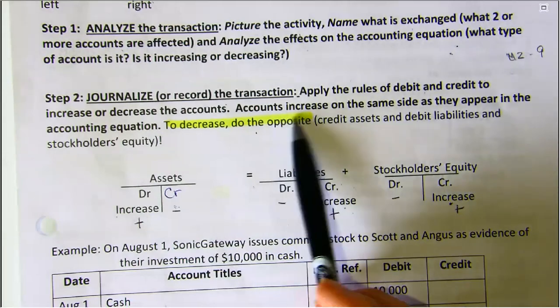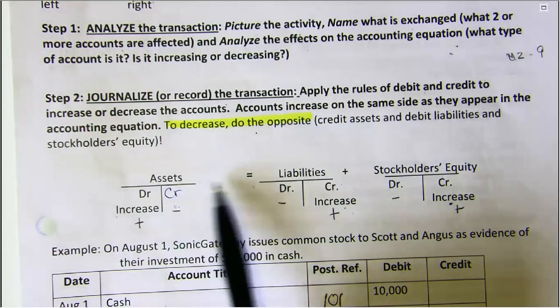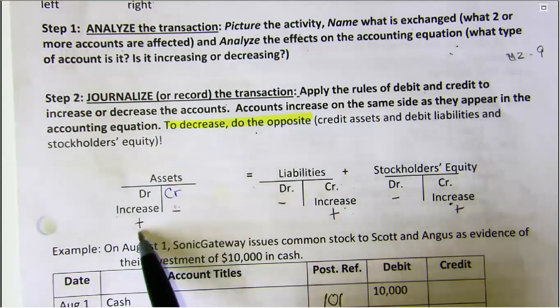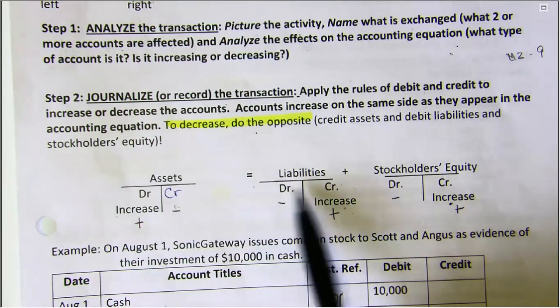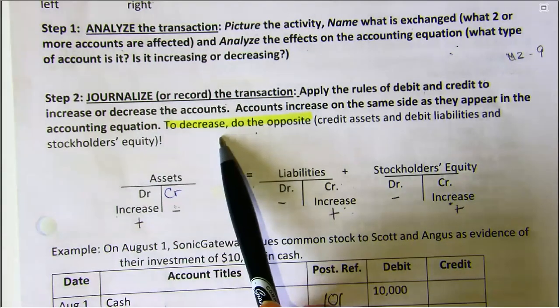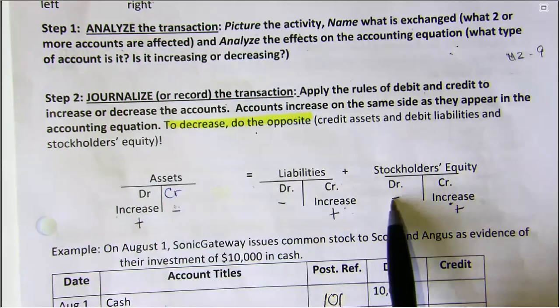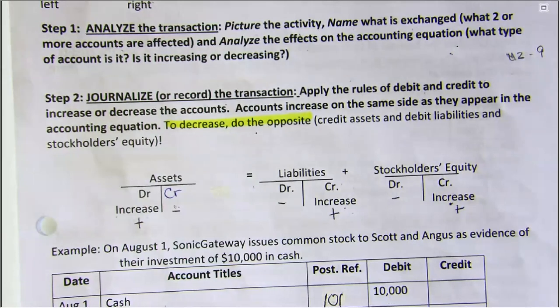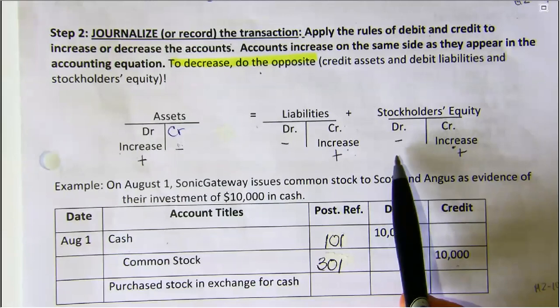So we just said accounts increase on the same side as they appear in the accounting equation. So if assets is on the left side of the equation, we increase on the left side. Liabilities and stockholders' equity are on the right side of that equal sign, so they increase on the right side. And to decrease, just do the opposite. We credit to decrease the assets, we debit to decrease stockholders' equity. But if you learn the rule how to increase, just remember to decrease, do the opposite. So let's use an example. So you're going to come back to this a lot probably. And the good thing is, as long as you know the accounting equation, you know the rules of debit and credit.